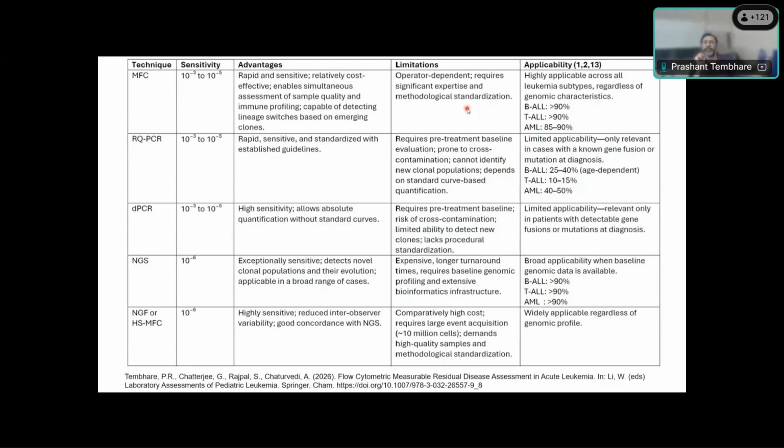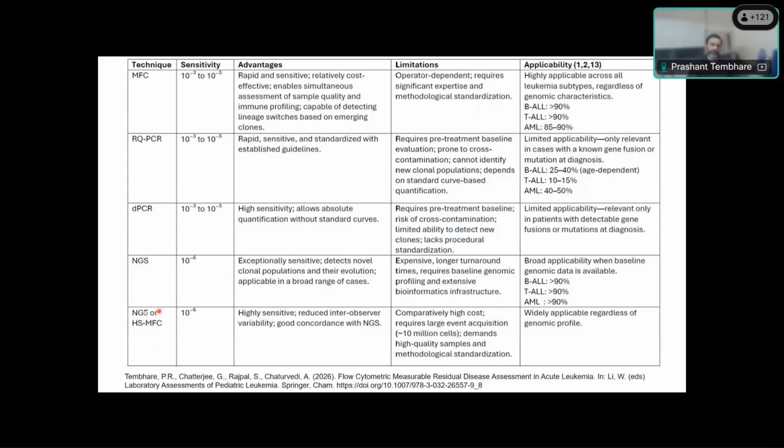The second is it also needs expertise. Expertise means in the analysis, because it depends on how expert the pathologist is at analyzing the data using particular software. So that is another limitation. If you look at the applicability of flow cytometry, in B-ALL and T-ALL it can reach more than 90-95%. Basically, if you have a good adequate panel, it can reach more than 97 to 98% applicability in ALL, and in AML also approximately 90%.